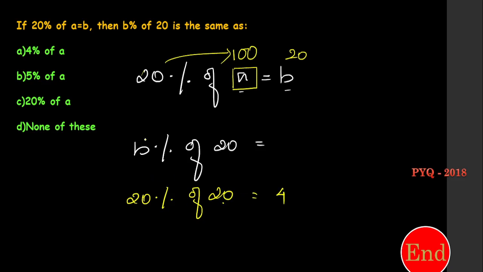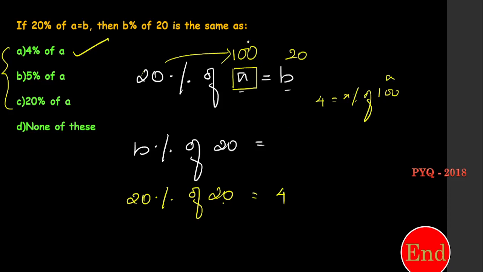So the question is, look at this. All the options are given like 4% off, 5% off, 20% off A. Everything is compared with A. So this A is 100. Okay, 4 is what percent of A? 4 is 4% of A. That's the right answer.